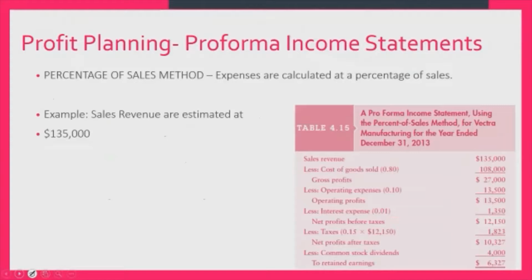So let's look at this example. Given the 2012 income statement, balance sheet, and forecast, we are preparing the pro forma income statements to estimate our profits. So we have sales of 135, right, because we're given the forecast. We're estimating our cost of goods sold, which we know was 80%. So 80% of 135 gives us our cost of goods sold, minus cost of goods sold gives us gross profit, less operating expense. We're estimating that again, this is 10% of 35. Interest expense, 1% of 35, gives us 1350.